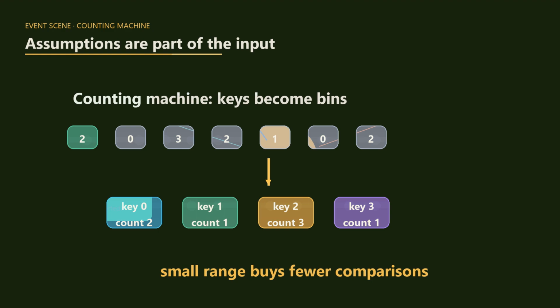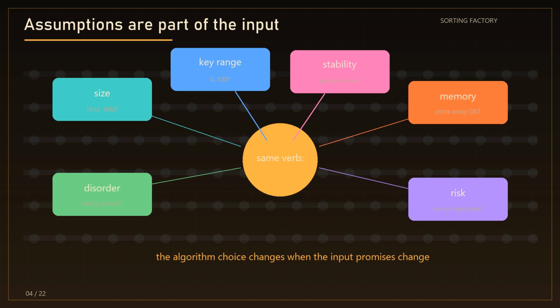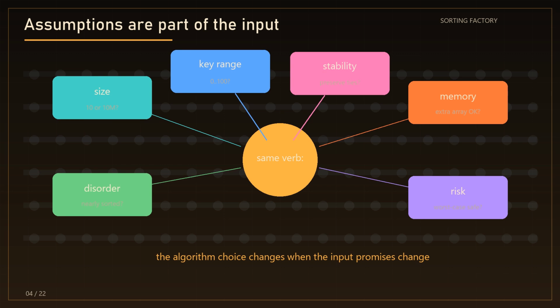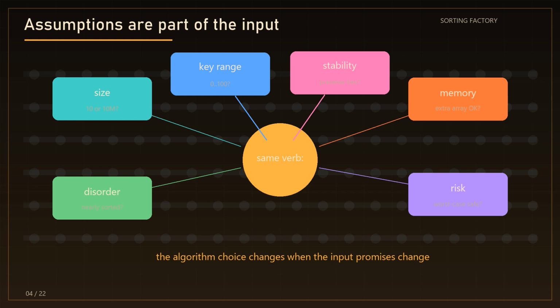Before choosing a sorting algorithm, ask what the input is secretly giving you. How many records are there? Are they random, reversed, or almost sorted? Are the keys arbitrary objects, or small integers from 0 to 100? Do we need stability? Do we have extra memory? These details are not side notes. They are the shape of the problem. A fast sort is often fast because it notices an assumption and uses it instead of pretending every input is the same.